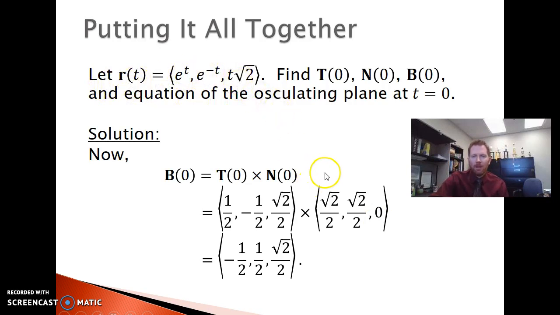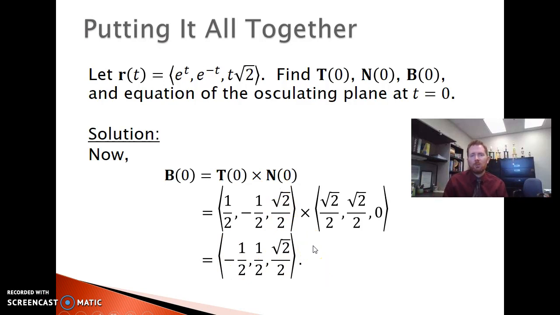A vector that is normal to this plane is b of 0, which is (0, -1/2, 1/2, square root of 2 over 2). We know this is normal because the cross product of any two vectors is perpendicular to both of them. And since these two vectors lie in the plane, something that's perpendicular to two vectors that lie in the plane will also be perpendicular or normal to the plane. Therefore, this is a normal vector to the oscillating plane.